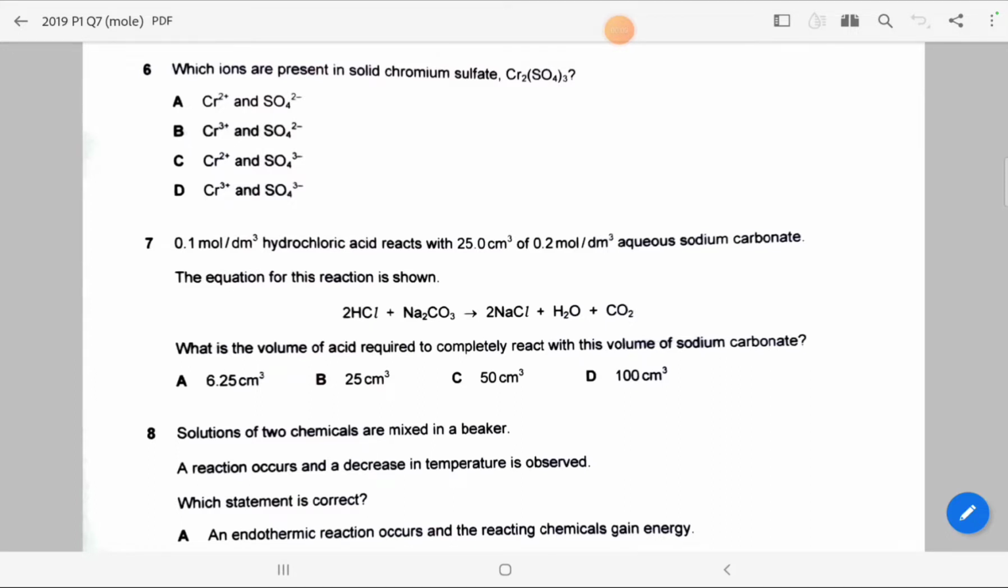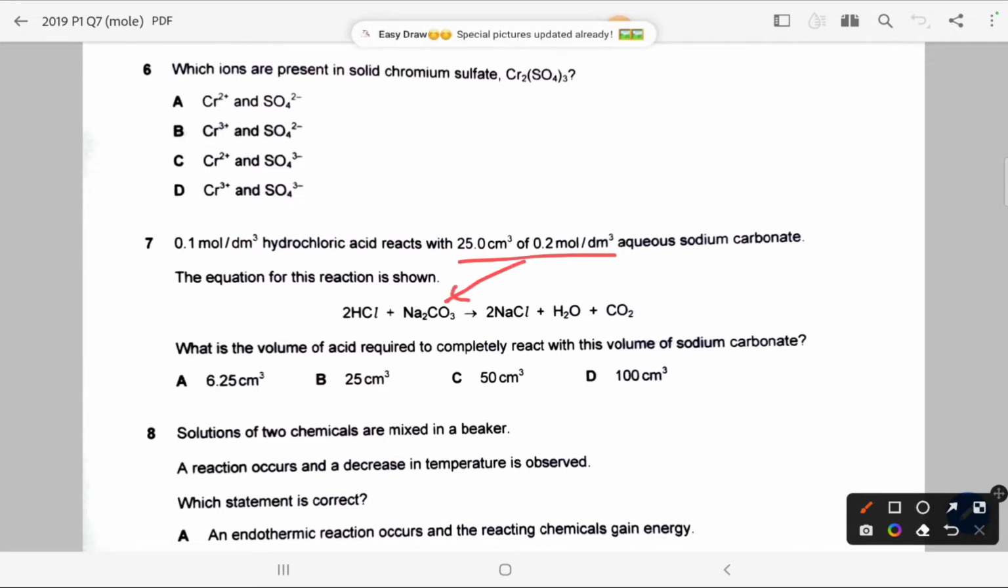0.1 mole per dm cube hydrochloric acid reacts with 25 cm cube of 0.2 mole per dm cube aqueous sodium carbonate. What is the volume of the acid? So you need to find out the volume of hydrochloric acid required to completely react with this volume of sodium carbonate.